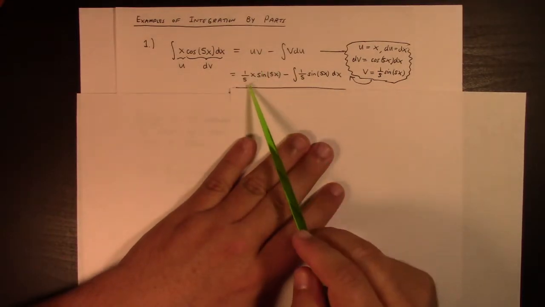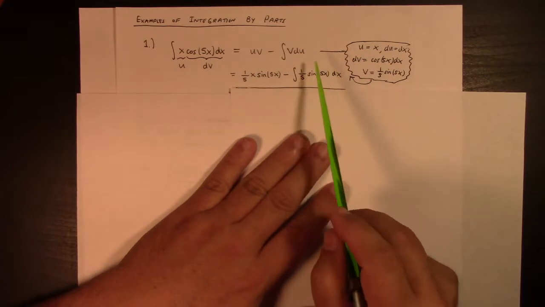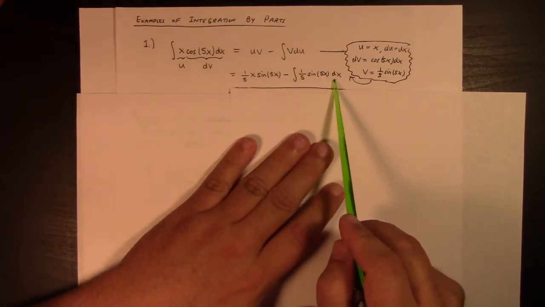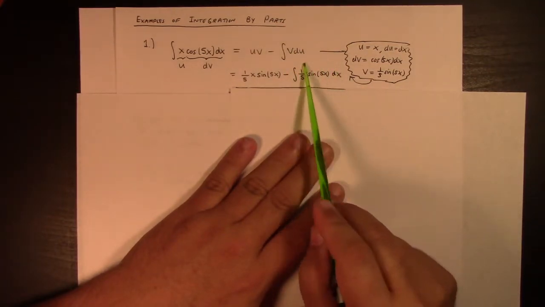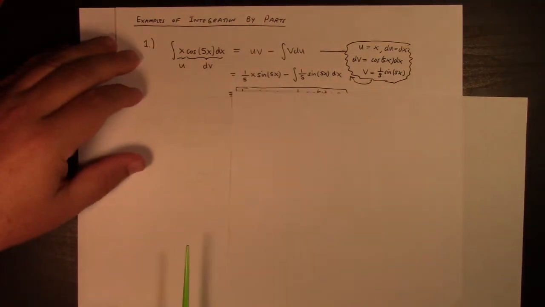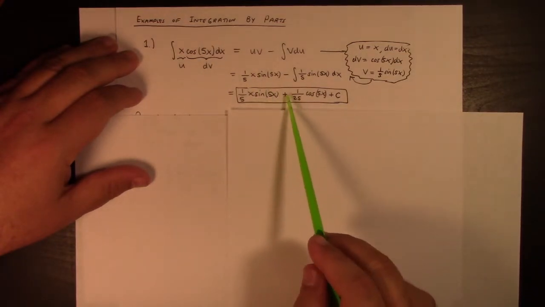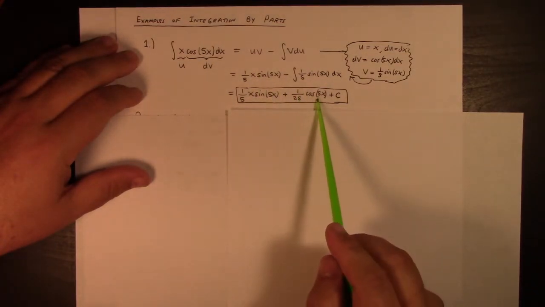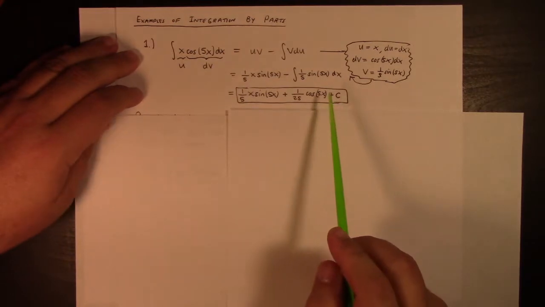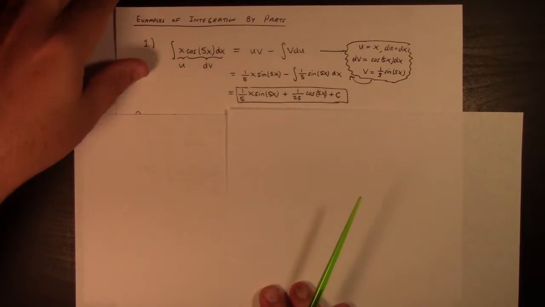So uv here is 1/5 x sine 5x, and then minus the integral of v du. Hey, well, that's not bad. Now I can integrate this using calculus 1 techniques. And so there you go. The answer is 1/5 x sine 5x plus 1/25 cosine 5x plus a constant. All right. So let's look at the next example.